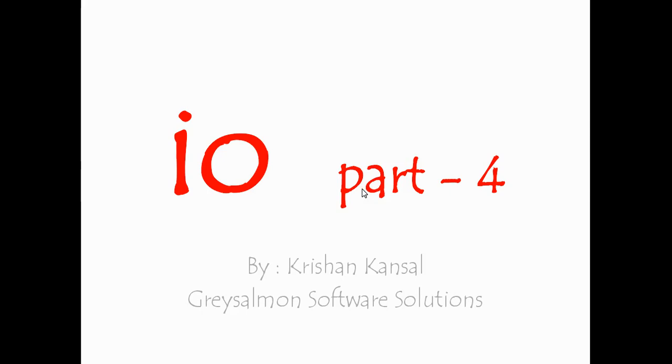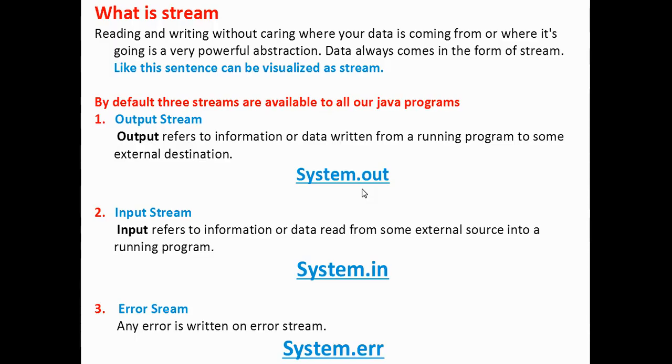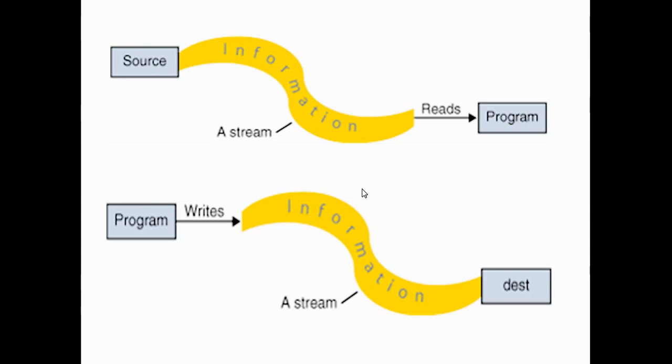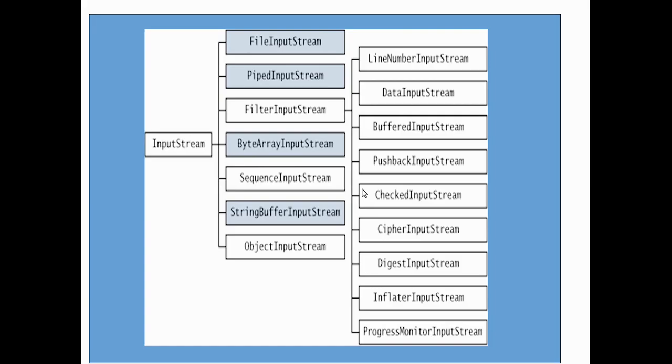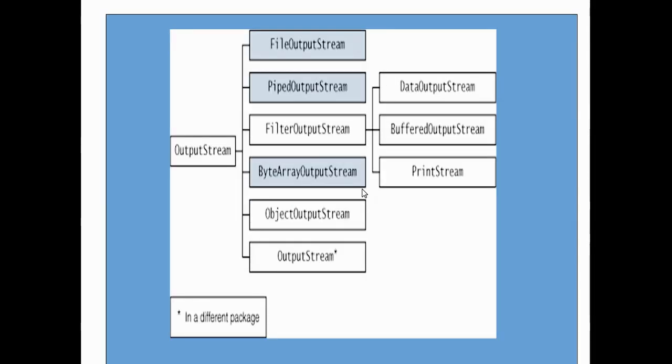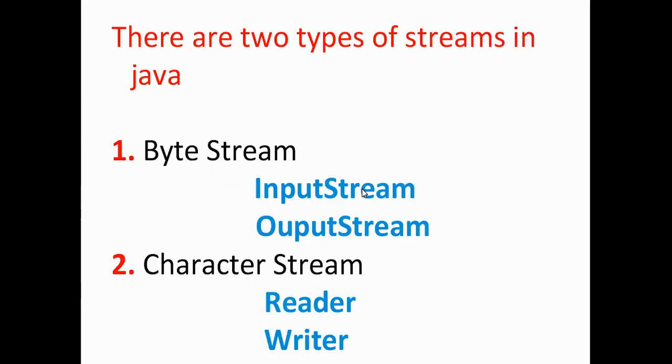Today in this tutorial we are going to cover part 4 of the IO package. So far we have discussed that three types of streams are available to all of our Java programs: System.out, System.in and System.err, and the information flows in the form of streams. We have also discussed that the superclasses of the byte-based streams are InputStream and OutputStream, and the superclasses for character-based streams are Reader and Writer.